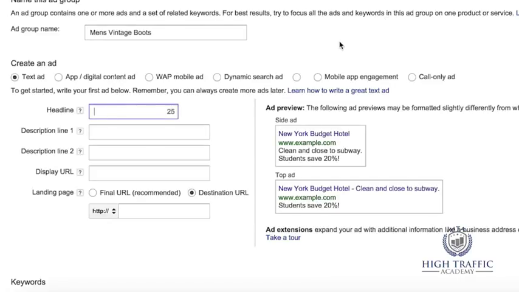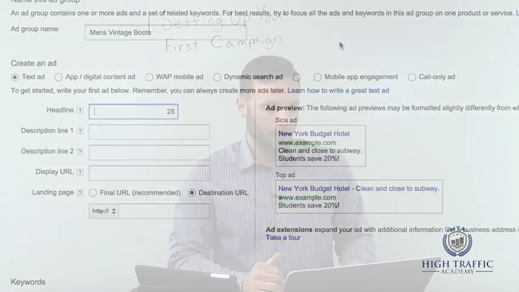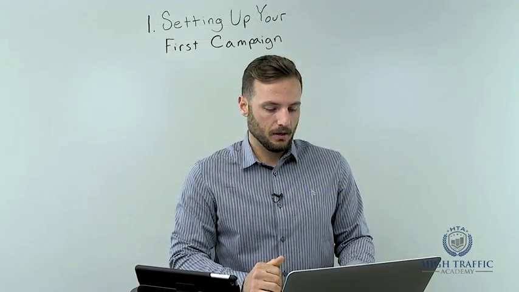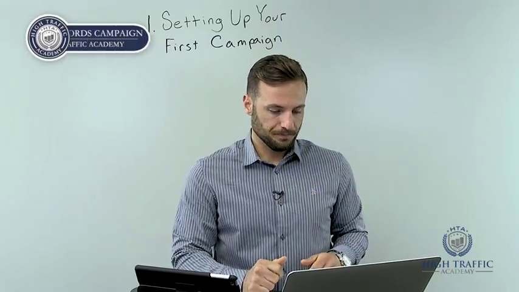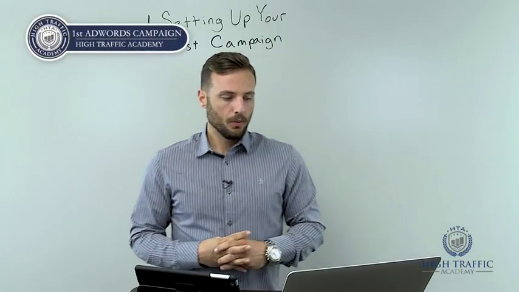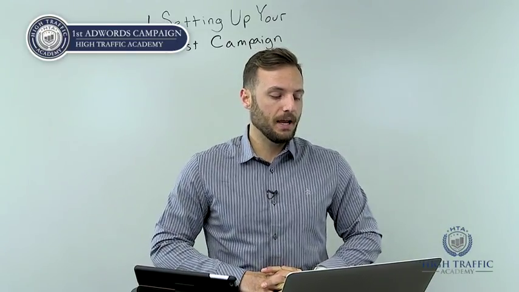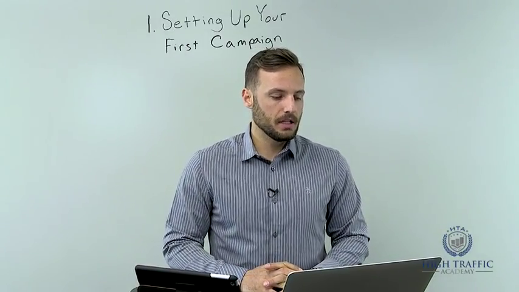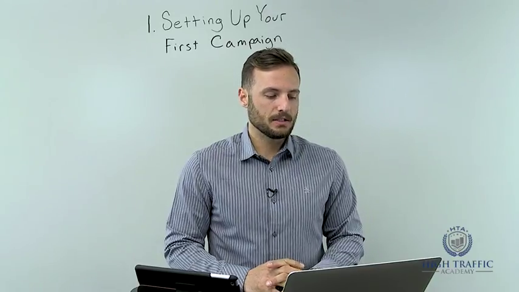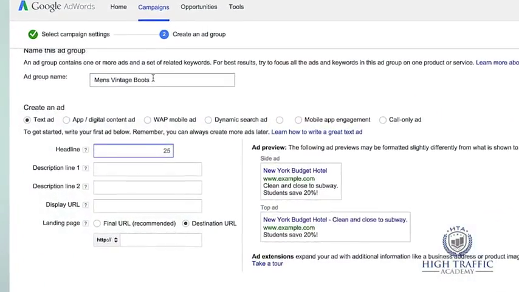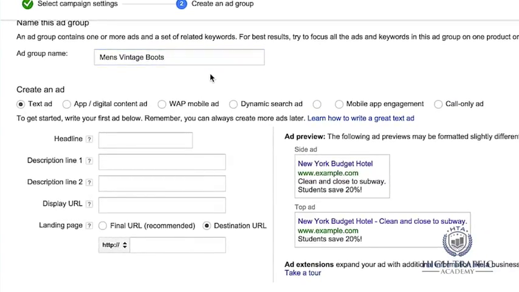And here we're going to create our headline. And when you're writing ad copy, we'll go over more advanced ad copywriting in a later series. But for here, just some general rules. When you're writing ad copy, you want your ad copy, especially your headline, to be as closely related to the keyword that you're targeting as possible. So in this ad group, we're calling it Men's Vintage Boots. So you guys will learn that because the ad group is named Men's Vintage Boots, that will be the keyword that is in this ad group.